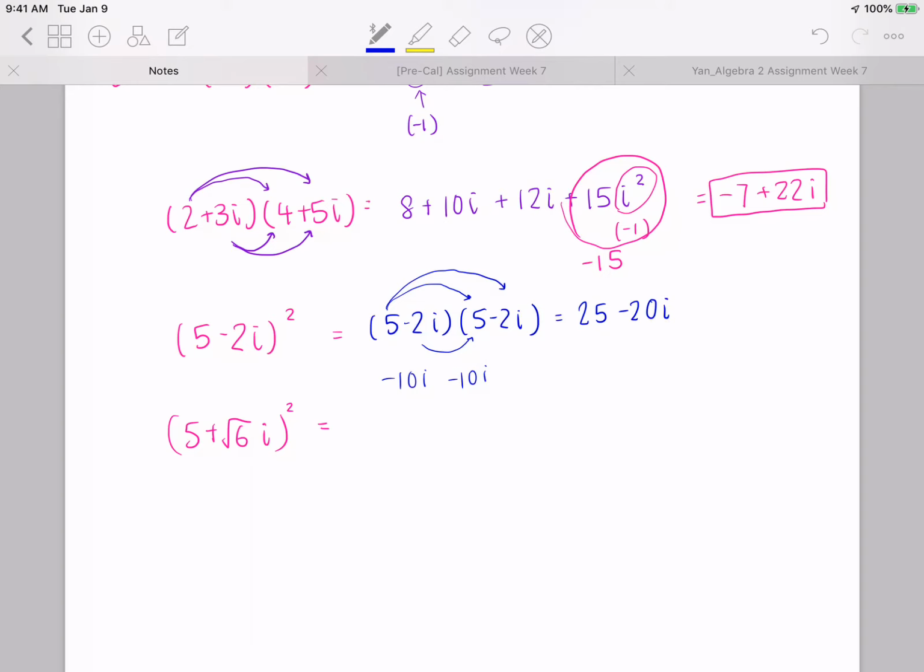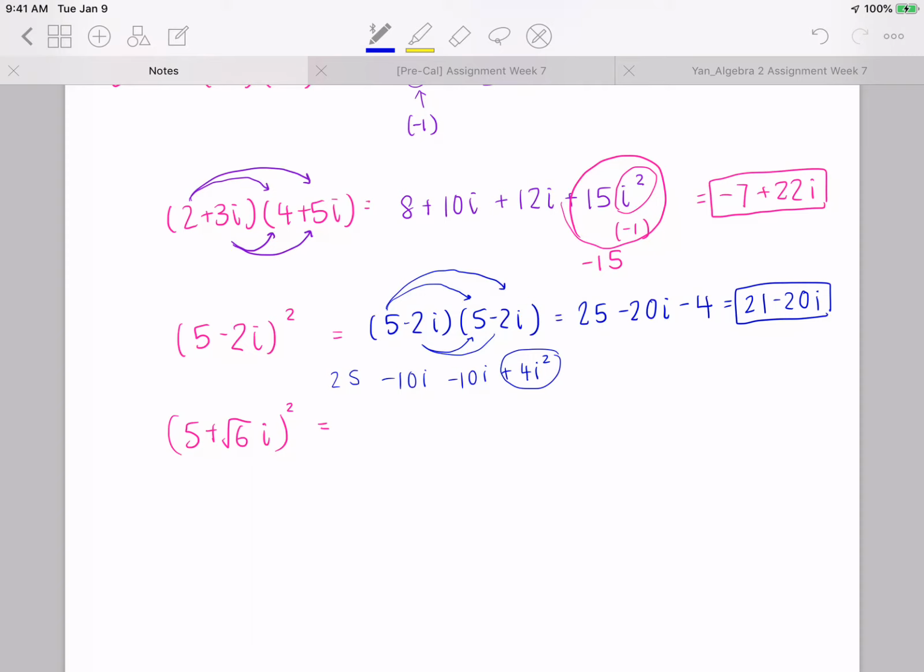Okay, again, our first term was 25, and then we have negative 10i, negative 10i, and our last term would be plus 4i squared. Okay, plus 4i squared really is negative 4, because this turns into negative. So our final answer here would be 21 minus 20i. That's it.